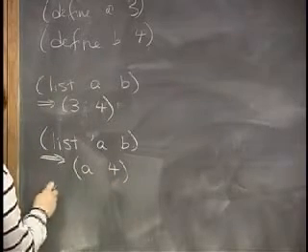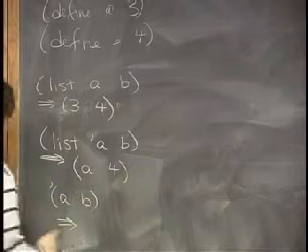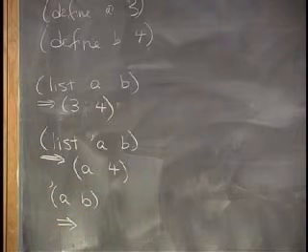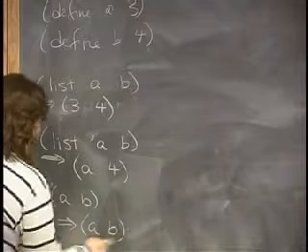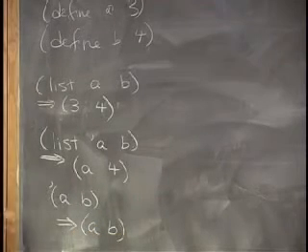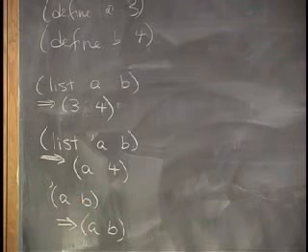Now, what if I said quote A B? It's the list of A and B. Okay. Because of the quote here, before our list that we've written, these are not going to be evaluated. Those will be kept as symbols.